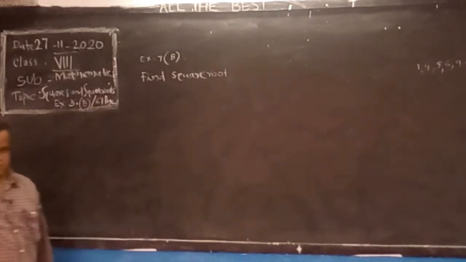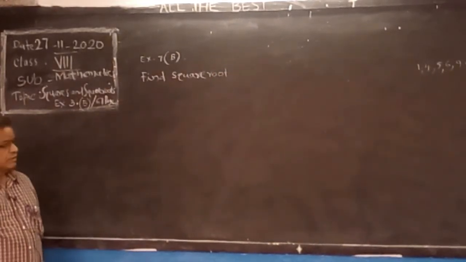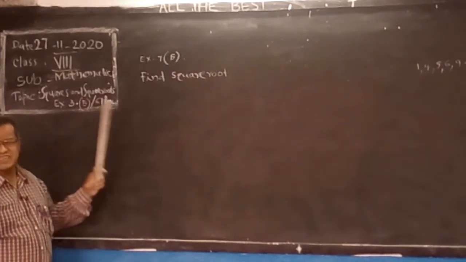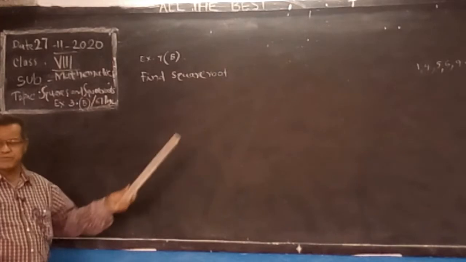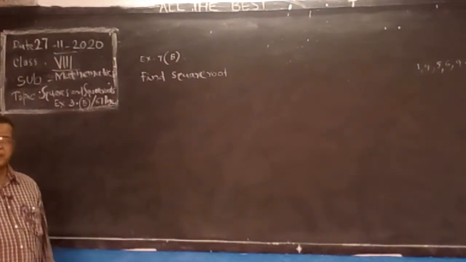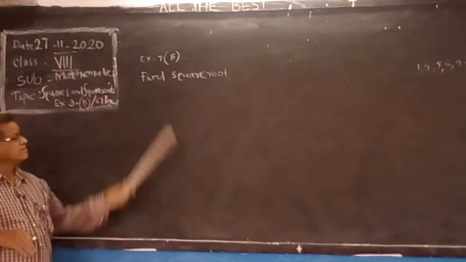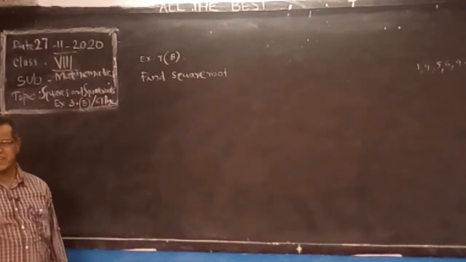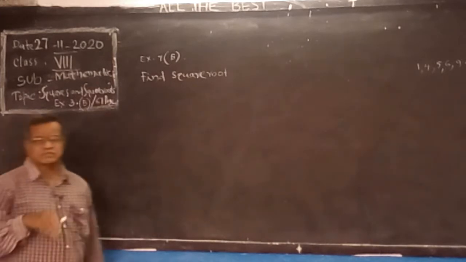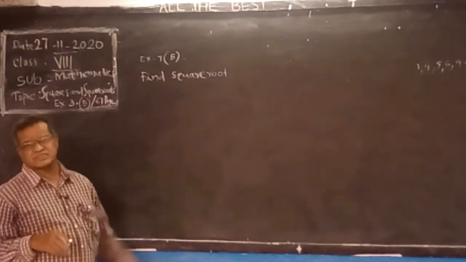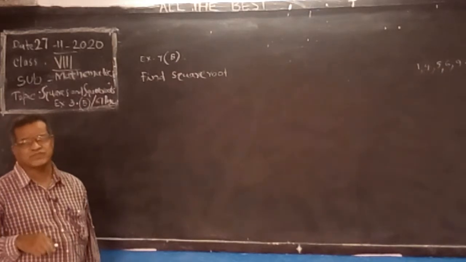Suppose 9 is there. 9 is a square number. What is the square root? 3. 9 is the square of 3. So we are finding the root, the beginning number, the origin. 9 is coming from 3 squared. So the 3 is called the square root of 9.